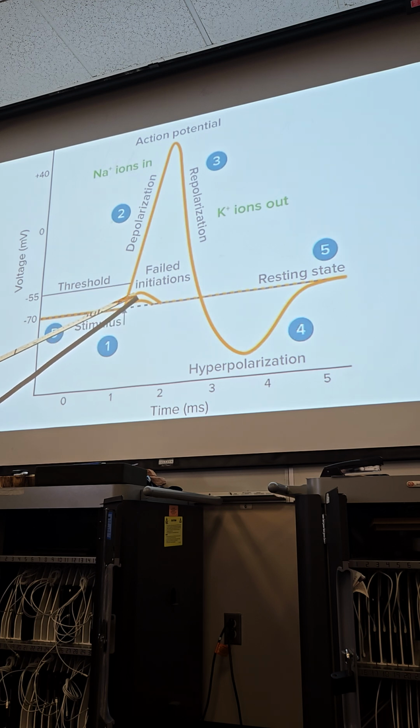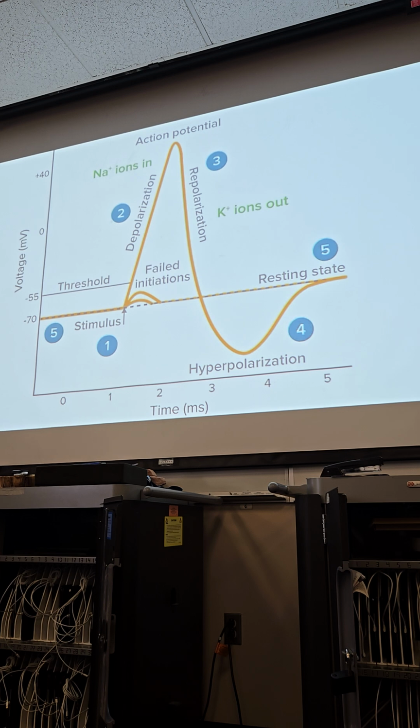We have something occurring. Okay, these are called failed initiations. It didn't generate enough of a threshold to actually move forward, so nothing happened. We get a depolarization, so the stimulus reaches that threshold. We get depolarization. Sodium ions flow in. That membrane has changed polarity. Okay, that ion gate has opened.